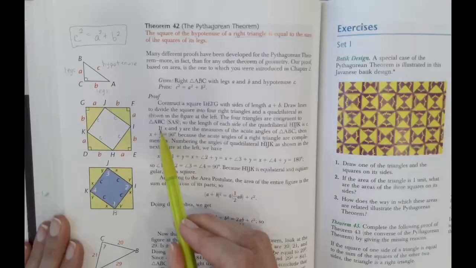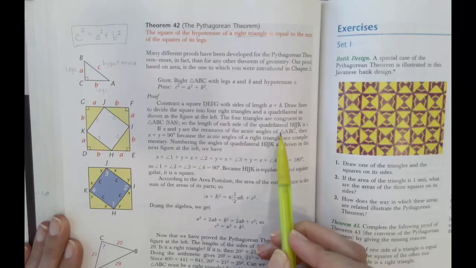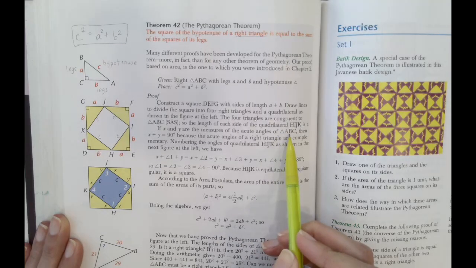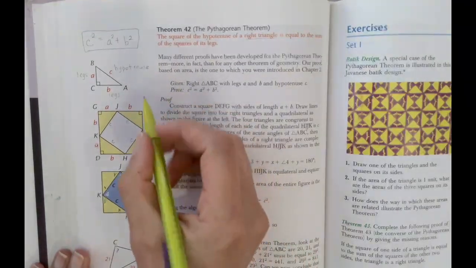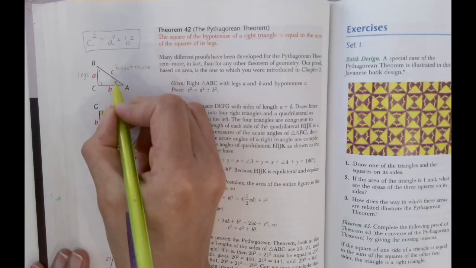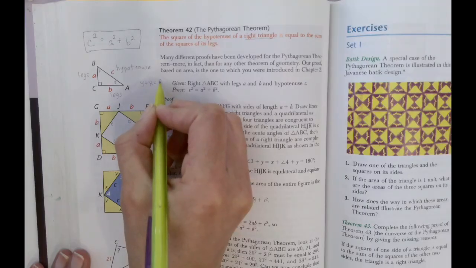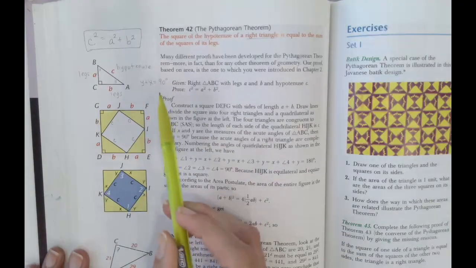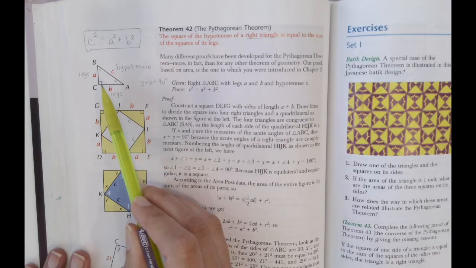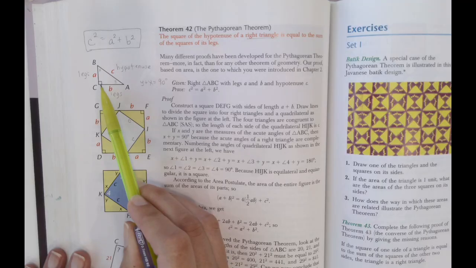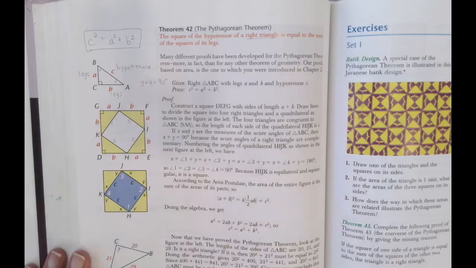Let's keep going. If X and Y are the measures of the acute angles of triangle ABC, then X plus Y equals 90. So what they're saying is X and Y equal 90 degrees. And we know this because all of the angles inside of a triangle have to add to 180. If we know that C is 90, therefore we know that X plus Y must equal 90 because 90 plus 90 equals 180.